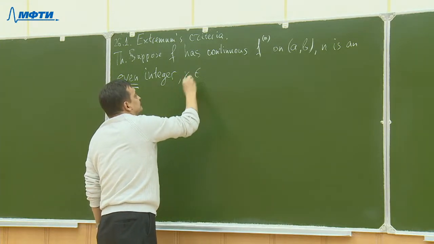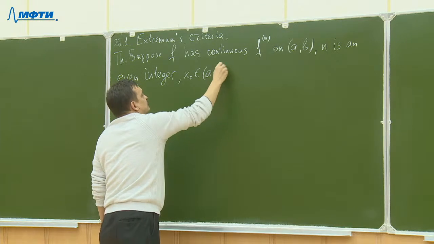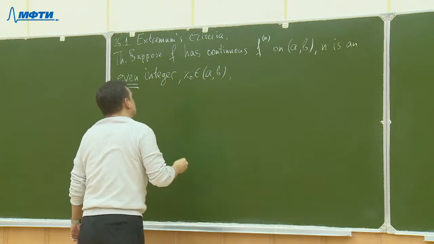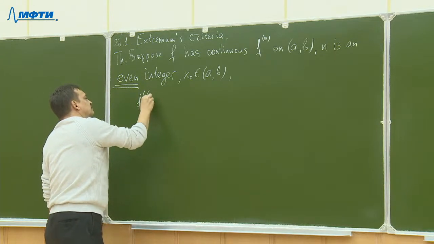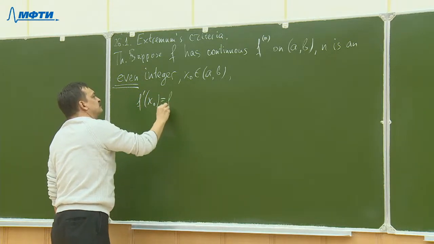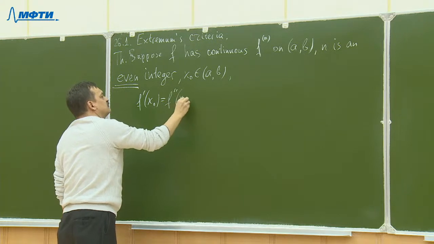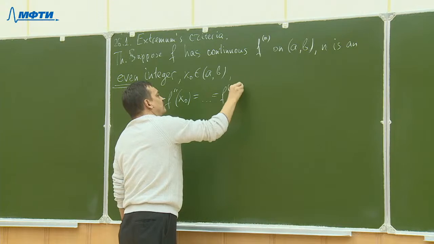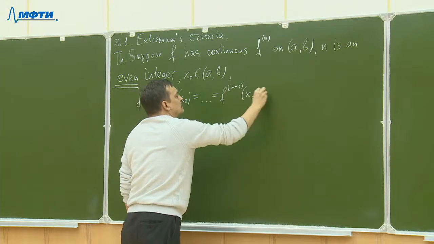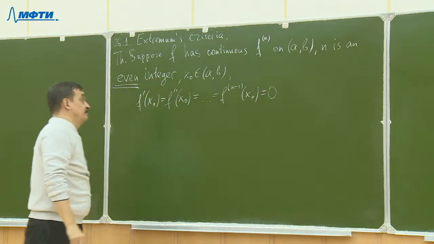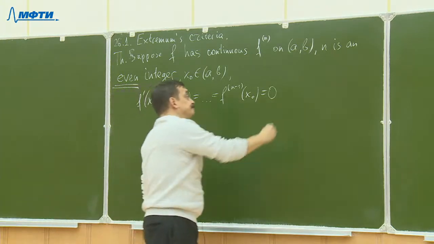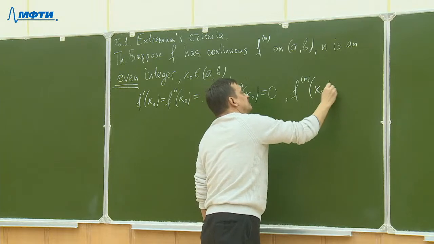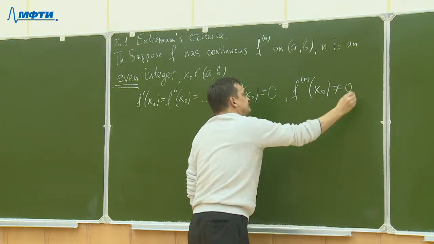x naught belongs to the interval AB, and f prime at x naught equals second derivative, and so on up to derivative of order n minus 1. All of them are zeros, but the last nth derivative is not zero.